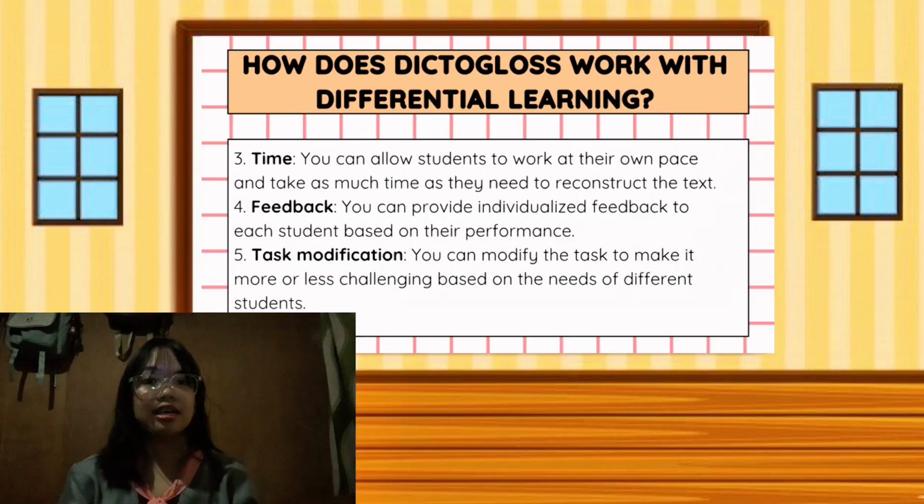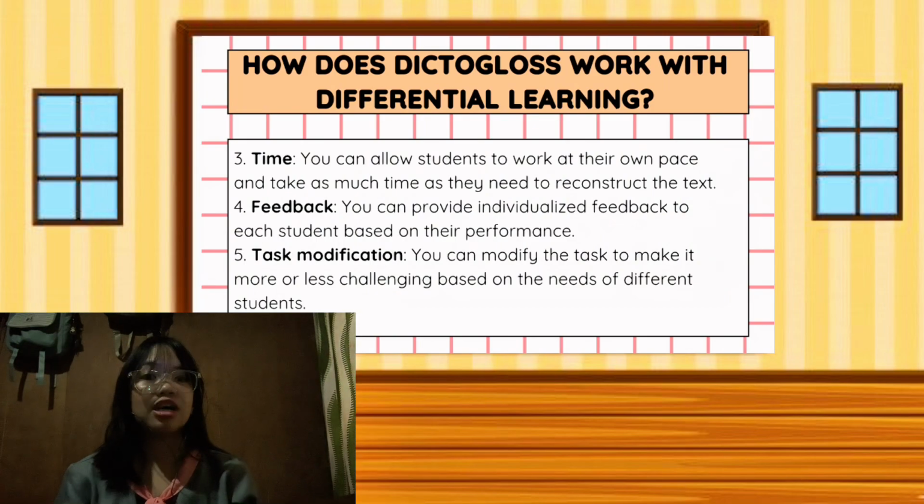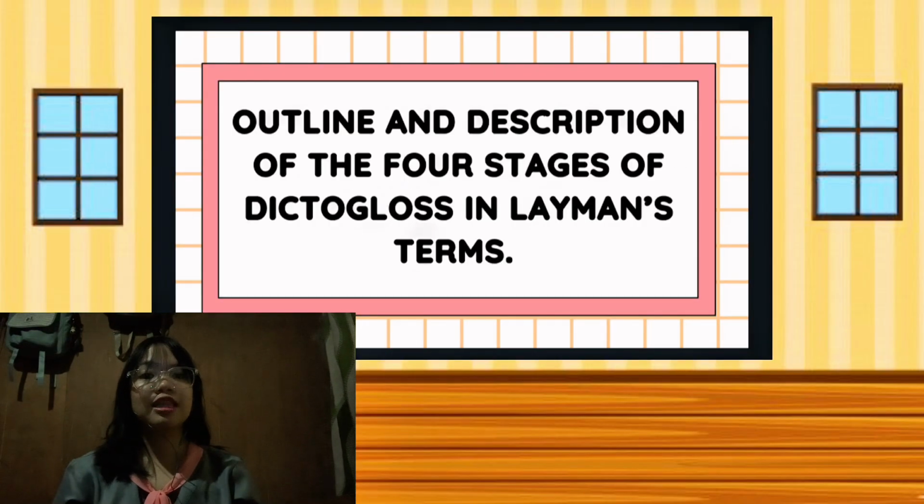Feedback. You can provide individualized feedback to each student based on their performance. And task modification. You can modify the task to make it more or less challenging based on the needs of different students. Now let's move forward to the outline and description of the 4 stages of Dictogloss in layman's terms.